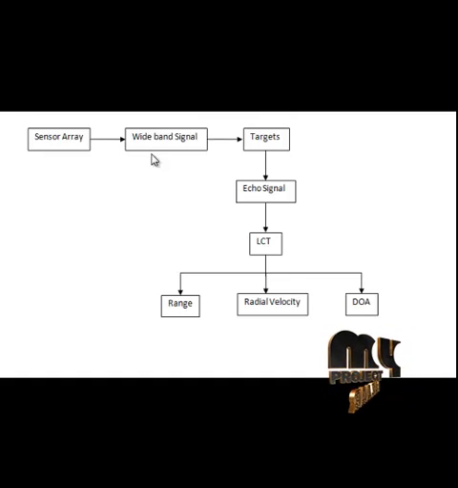Then after generating the wideband signal, we are initializing the targets. In order to initialize the targets, here we are using some random functions. A target here represents any moving or stationary object within the range. The number of targets is specified by the user while running. Then the echo signal is generated.